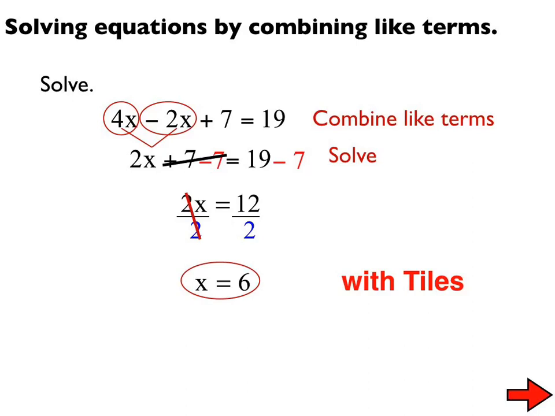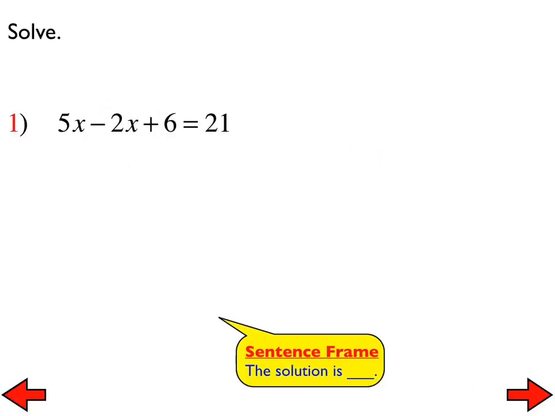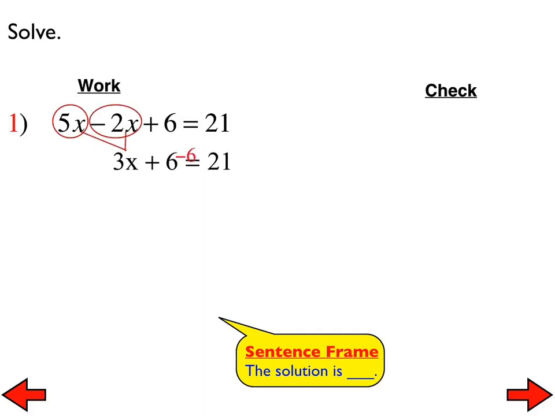All right. Everybody go ahead and do number 1. Up here, Dominic, use the sentence frame, please. All right, so the solution is x equals 5. So combine like terms. Then we have a 2-step equation. Subtract 6 from both sides, and then divide both sides by 3, and we do get a solution of x equals 5.